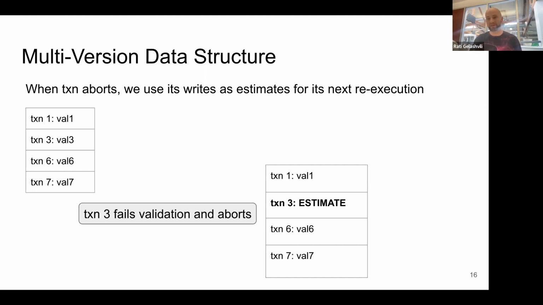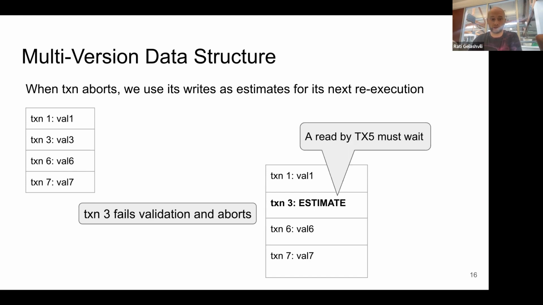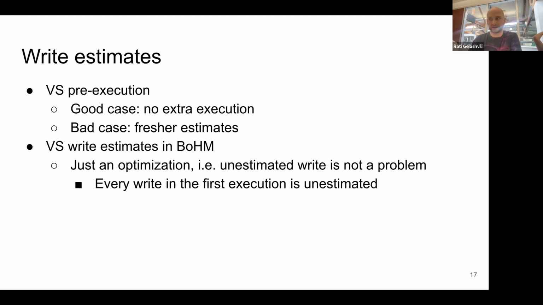So if someone is about to read from this location, let's wait for this transaction to finish, because otherwise we might have cascading aborts. A read by transaction 5 in this case would wait, because it would say, look, transaction 3 previously wrote to this location, and now it's running again. The cost of me bypassing this and later having to abort is much higher than me just waiting, so let me just wait.